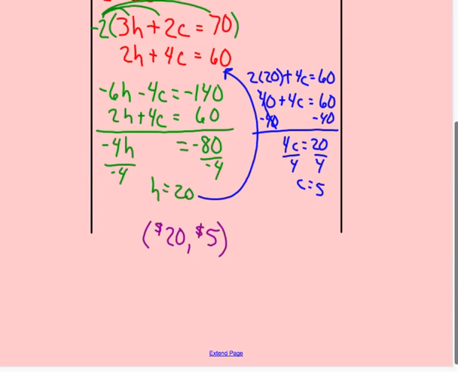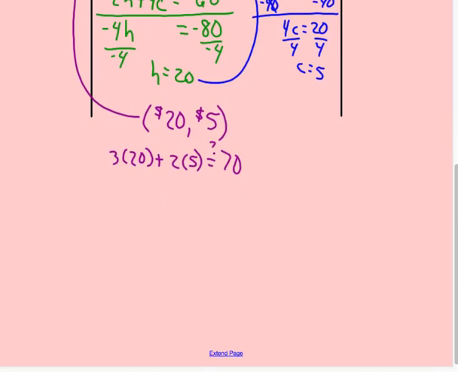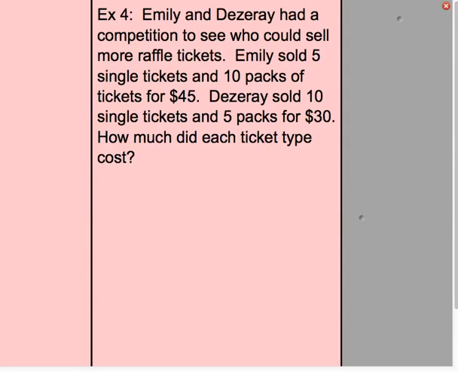Using my red equations again, I am now going to check my answer in the first red equation. Substituting 20 for H and 5 for C, does that equal the $70? 3 times 20 gives me 60, 2 times 5 gives me 10, and that does add up to 70. So let's go through one more, and we will be done.